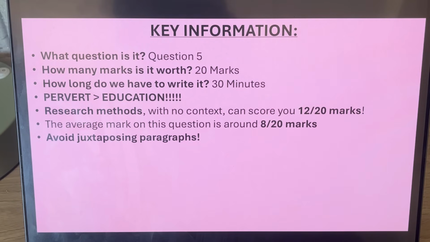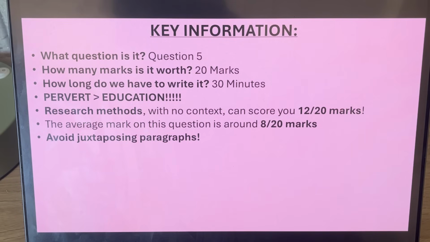The PERVERT approach, and for those who don't know, that means practical, ethical, reliability, validity, examples, representativeness, and theory. So all of them are more important than the actual education context itself. Research methods alone with no wider educational context can score you 12 out of 20 marks, and you might think, oh, well, that's not quite a lot. But the average mark that people get on this question around the whole country each year is about 8 out of 20. So if you can get really good at those research methods analyses, and then start to incorporate your education knowledge, then you're almost set to go.